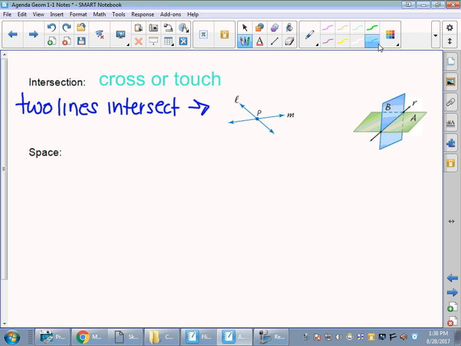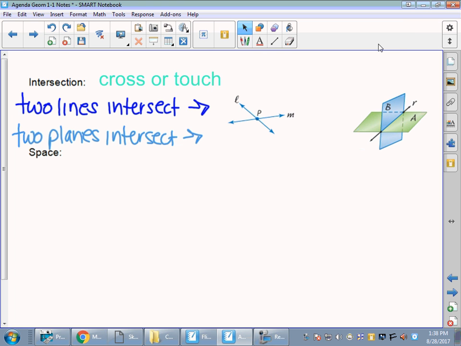If you look at the planes, 2 planes intersect at what? A point, a line, or a plane. So my 2 lines are intersecting. Lines L and M intersect at point P, right? So when two lines intersect, they form a point.